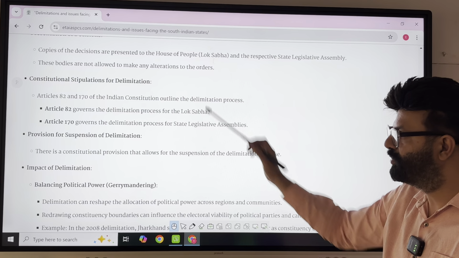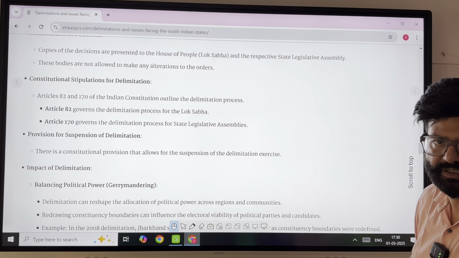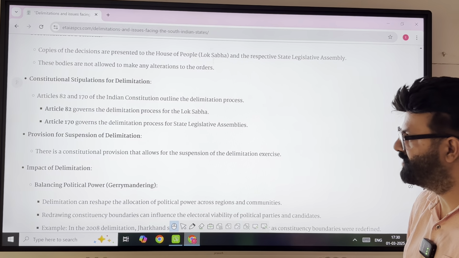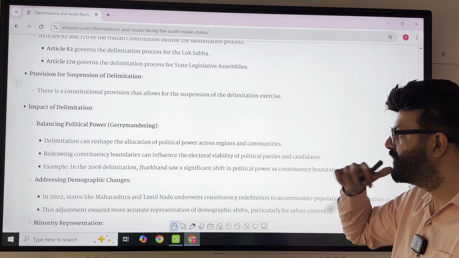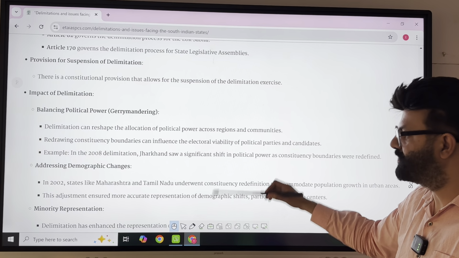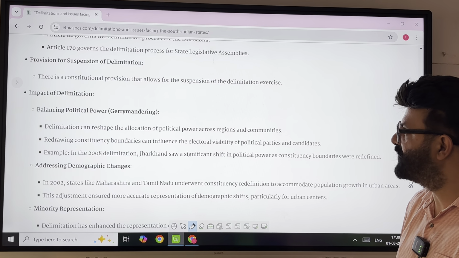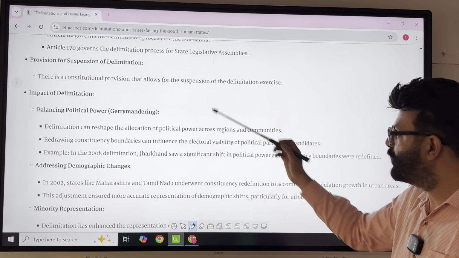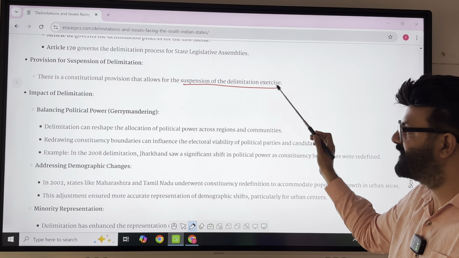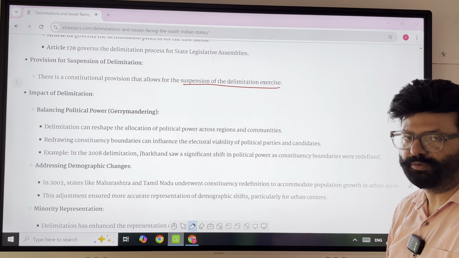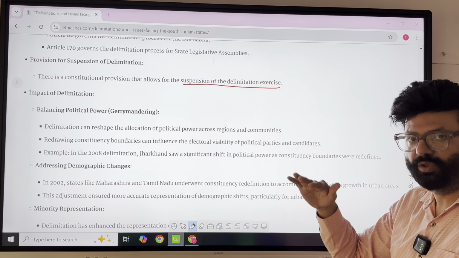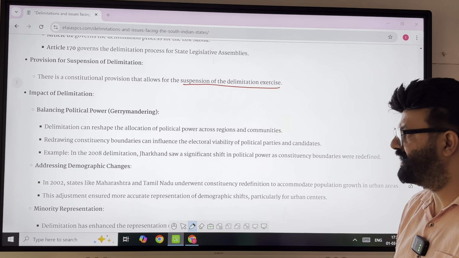Article 82 governs the delimitation process for Lok Sabha, 170 governs the Vidhan Sabha. Now there is a provision for suspension of delimitation. There is a constitutional provision that allows for suspension of the delimitation exercise. So through constitutional provisions, we can suspend the delimitation exercise also.